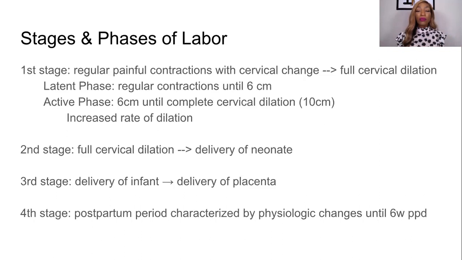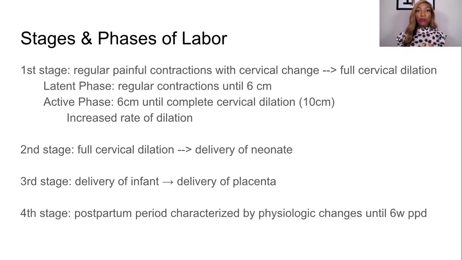The second stage of labor is the actual passage of the neonate out from the uterus into the outside world. So that's from fully dilated to the delivery of the neonate. That includes descent, where the fetus comes into the cervical canal and then into the vagina and then is delivered.